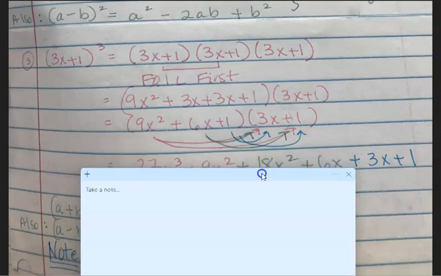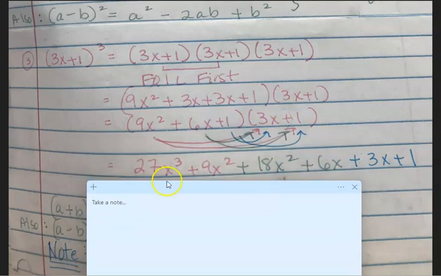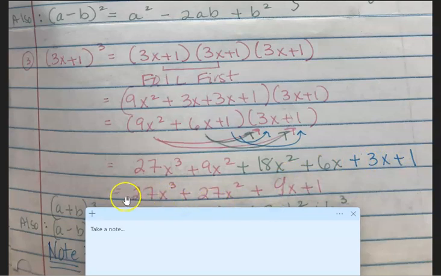So what I'm going to do is I'm going to take the 9x squared, and I'm going to distribute it to the 3x and the 1 first. When I do that, I get this. I'm going to take the 6x and distribute it to the 3x and the 1. When I do that, I get this. And then I'm going to take the 1 and distribute it to the 3x and 1, and then when I do that, I get this. I'll collect all of my like terms, and I end up with this as my polynomial from 3x plus 1 all cubed.